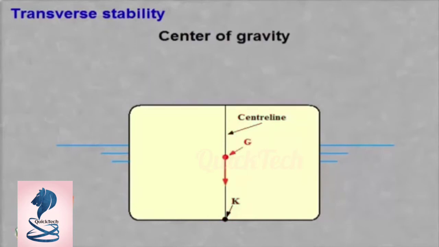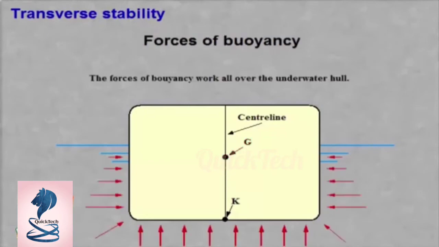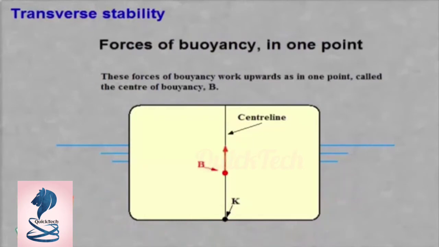G is the centre of gravity, and its vertical placement is dependent on the placement of masses on board. Heavy cargo placed near the bottom of the ship gives a low G, while cargo placed higher in the ship gives a higher G. The gravitational forces work downwards as if they work in one point. The forces of buoyancy work all over the underwater hull. These forces of buoyancy work upwards as in one point, called the centre of buoyancy, B.